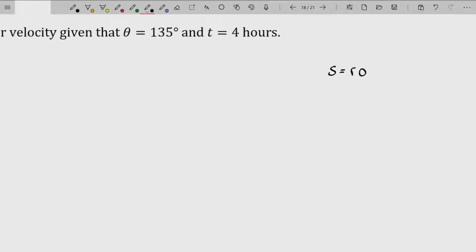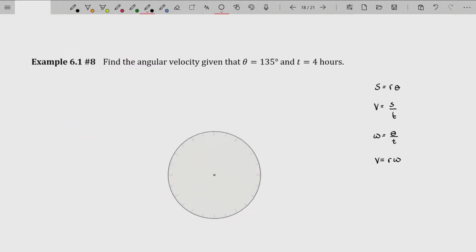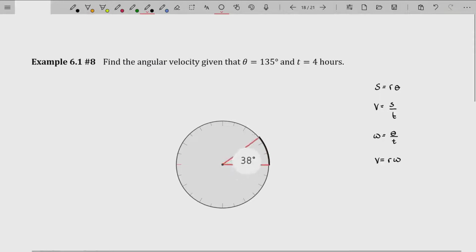So this is arc length is r theta. Linear velocity is distance traveled over time. Angular velocity is angles rotated through per time, and then the relationship between them: linear velocity is radius times angular velocity. Find the angular velocity given that we've rotated through an angle of 135 degrees and it took 4 hours to do that.